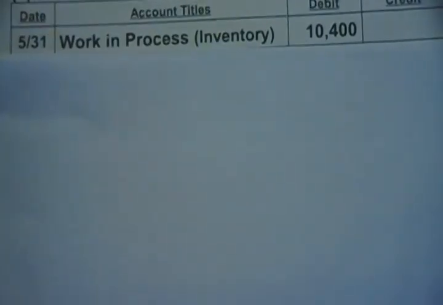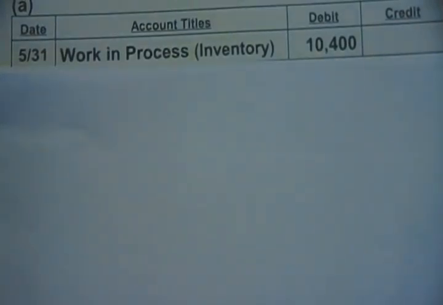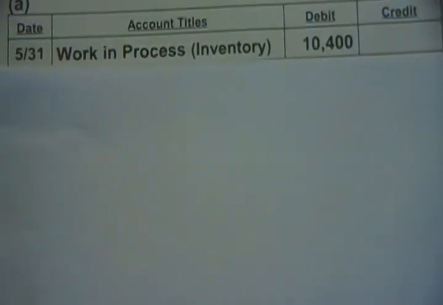Yes. You said credit raw materials. I say credit raw materials $10,400. No. What's the matter? It doesn't include overhead. Credit raw materials how much? 11,200. Is correct. Way to go, Whit.